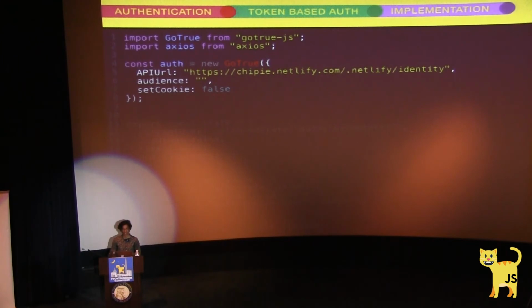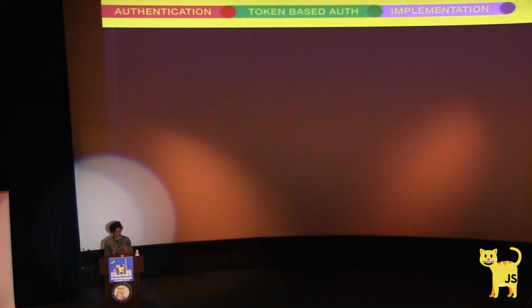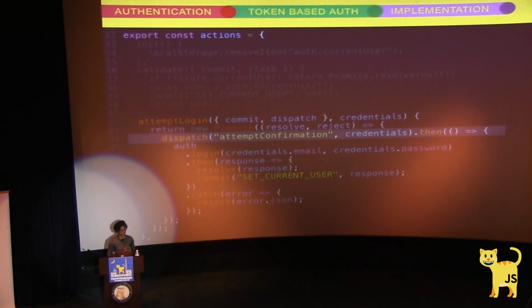I'm using GoTrue, which is an open source authentication library. You can use Auth0, Okta, whatever you choose. This is very specific to GoTrue. And then all I'm doing here is creating an action. Yeah, so I'm creating an action called attemptLogin. That's called whenever a user clicks login.